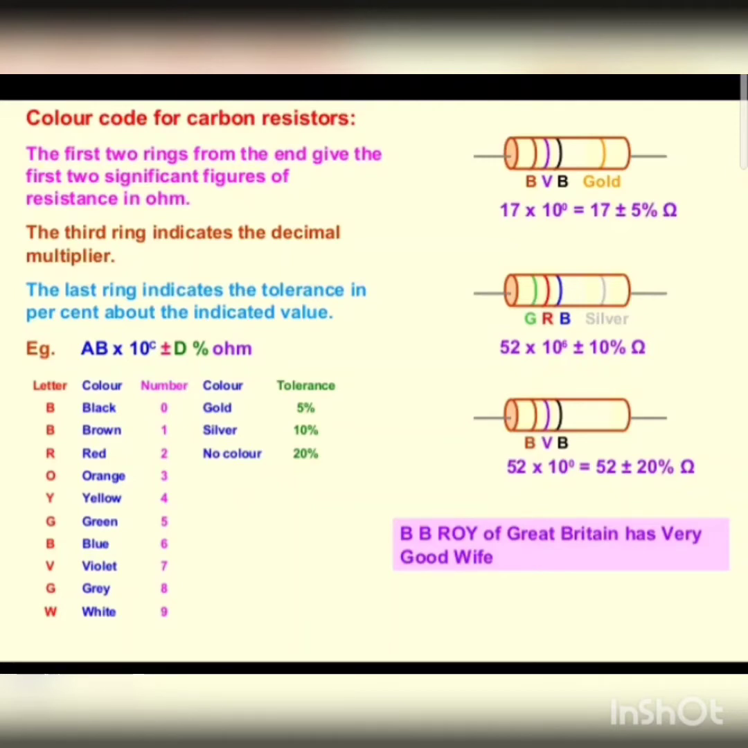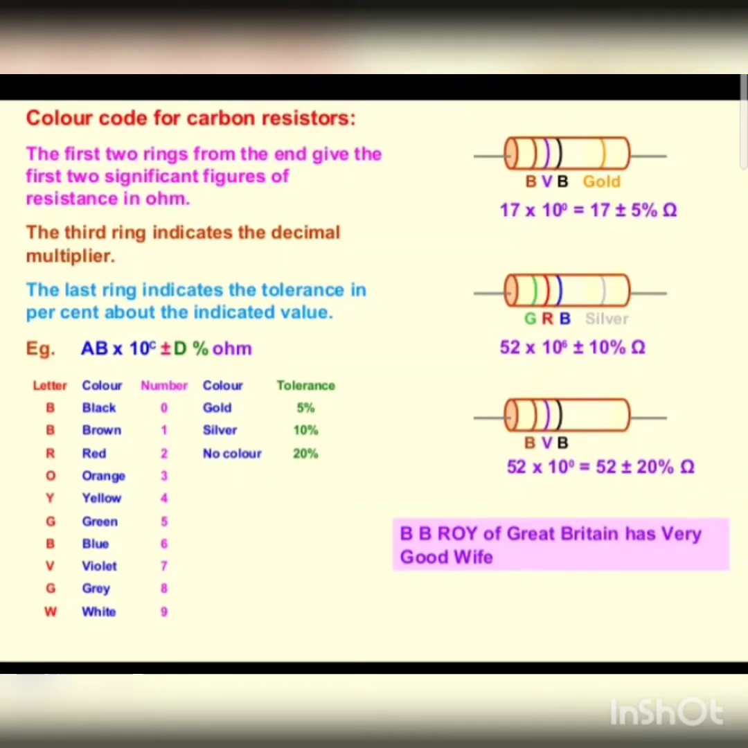Example: AB into 10 to the power of C, plus or minus D percentage, in ohm. I will give you a shortcut to find out the color code in the carbon resistors. B.B. Roy, the Great Britain, very good wife, is the shortcut code, the universal shortcut code.